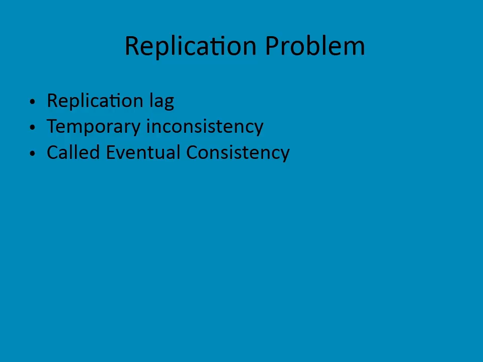Replication is good but not perfect. There is a small delay before data reaches the replicas, right? This is called replication lag. It causes something known as eventual consistency. Eventual consistency means the system does not update all the data immediately, but after some time, all copies become consistent. But there is a small lag, right? So that is the problem with replication.